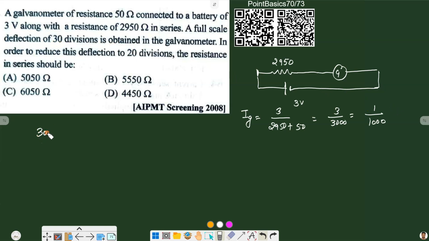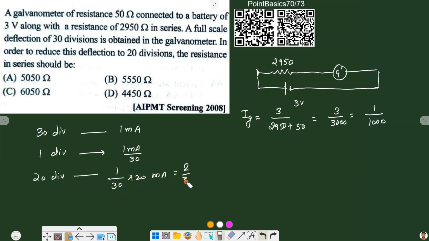So we can say 30 division deflection is produced by 1 milliampere, or we can say 1 division deflection will be produced by 1 milliampere by 30. And it is asked that we need to reduce this deflection to 20 division. So 20 division deflection will be produced by 1 by 30 into 20 milliampere, or 2 by 3 milliampere. So this is the amount of current which, when flowing through the galvanometer, will produce 20 division deflection.